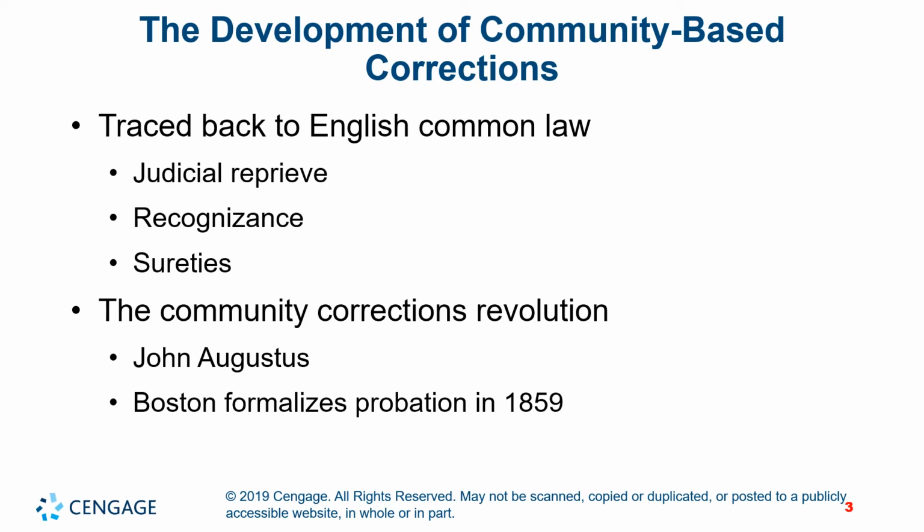Let's talk now about the development of community-based corrections, which can be traced back to English common law. It involves judicial reprieve, which permitted judges to suspend judgment until offenders could seek a pardon or gather new evidence. Then there is recognizance, which permitted offenders to remain free if they promised to pay their debts to the state. And then sureties, where an individual would agree to make themselves responsible for those who had been released. The community corrections revolution began with John Augustus and was formalized in Boston in 1859. This was the formalization of probation.